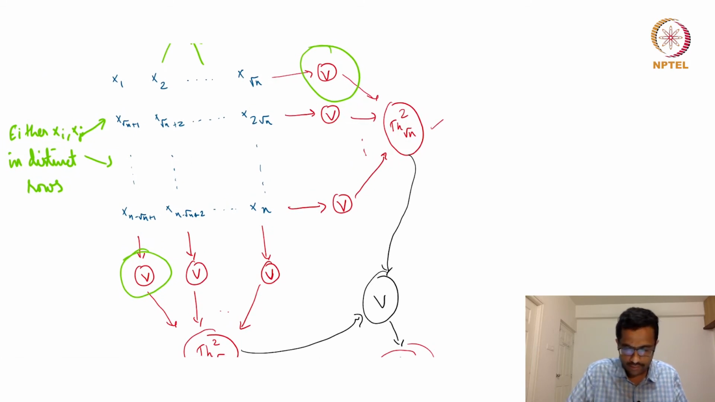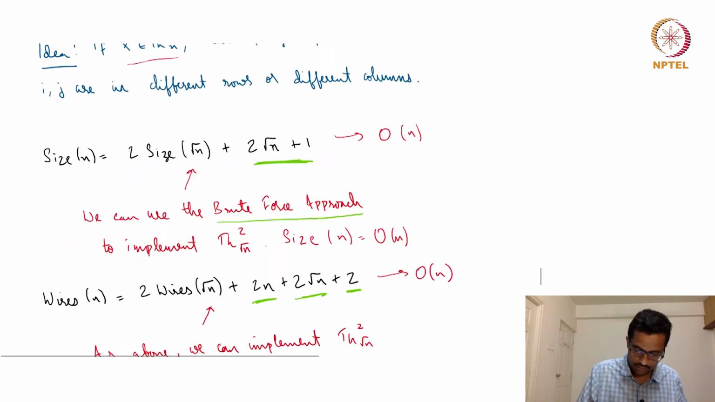And again, you can check each of these OR gates, right? It takes fan-in square root n, which varies with the input, which is not a constant, right? So it is unbounded fan-in.